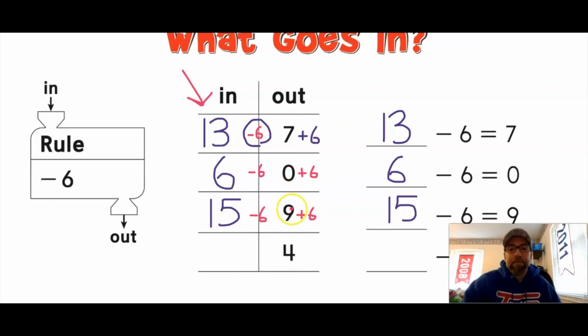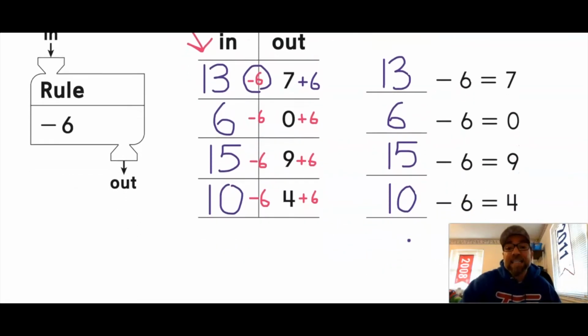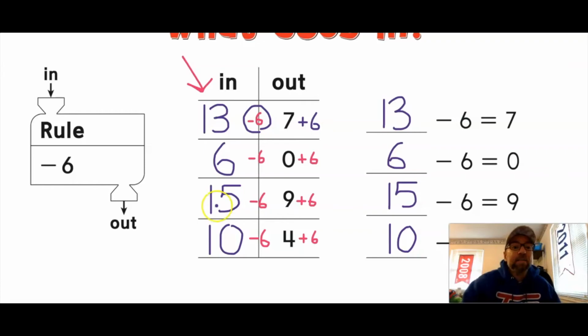And our last one. My rule is minus 6. But because I'm missing my start, I'm going to do the opposite. 4 plus 6. What's 4 plus 6? Well, the answer is 10. So 10 minus 6 equals 4. Again, my bigger number comes in the inbox because my rule is to subtract.